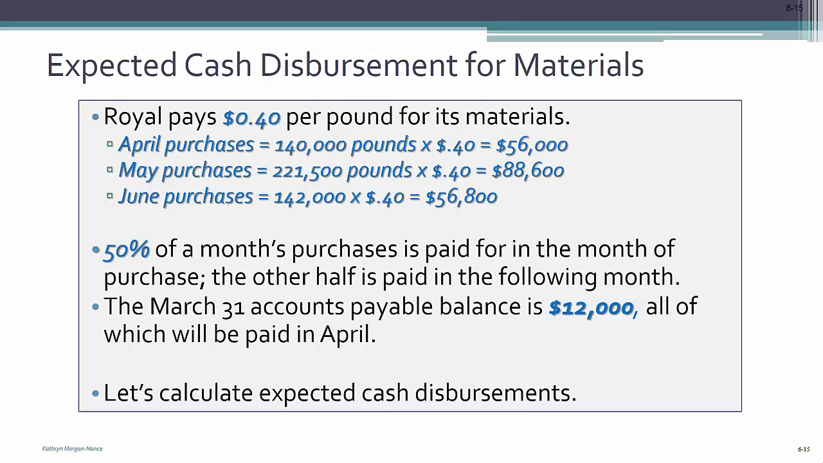And let's move on to the last part of this video, expected cash disbursements for materials. This calculation is important because it's used in the cash budget. Recall that Royal pays 40 cents per pound for direct materials. I calculated the total value of the purchases each period for you here by multiplying the expected pounds purchased by 40 cents per pound. Assume the company pays for 1/2 of its purchases in the month of purchase and 1/2 in the following month. At the beginning of the quarter, Royal owed creditors $12,000 for purchases of direct materials, which it will pay for in April.